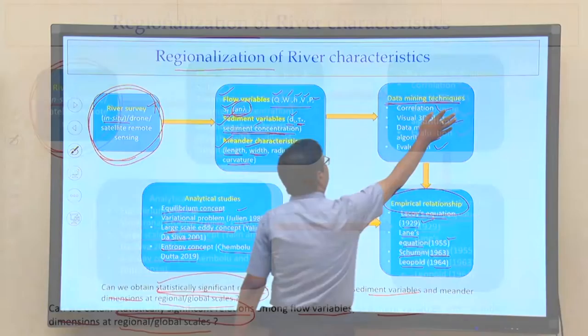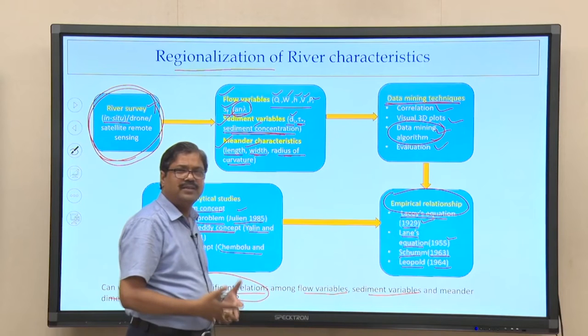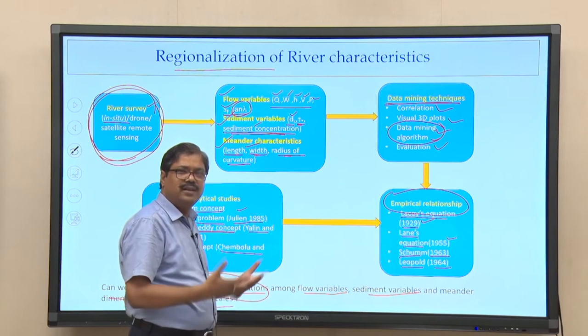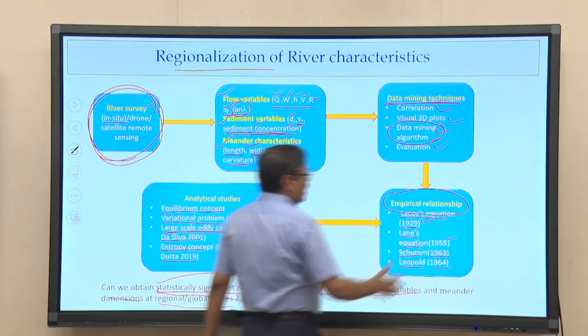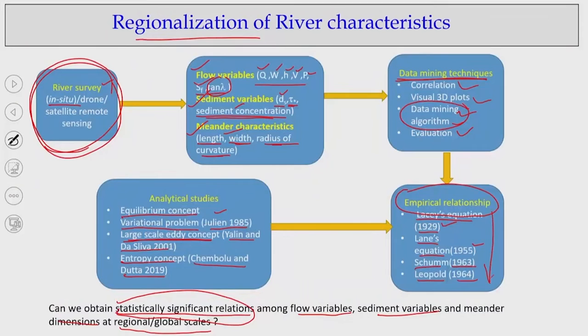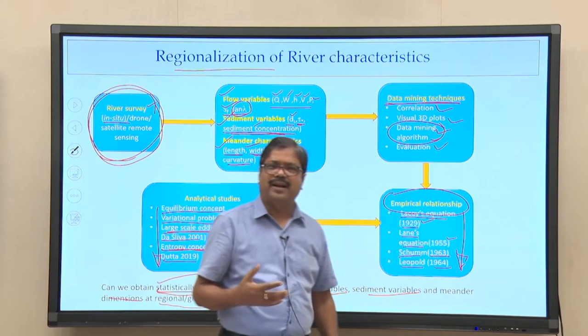Recently there are a lot of data mining algorithms, and correlations, visual three-dimensional plots, any spreadsheet, Microsoft spreadsheet, and you can establish the empirical relationship. What we got almost 70 years back, those things we can look at, but there are new concepts coming, starting from equilibrium to entropy. That is the basic idea when you develop an empirical relationship.